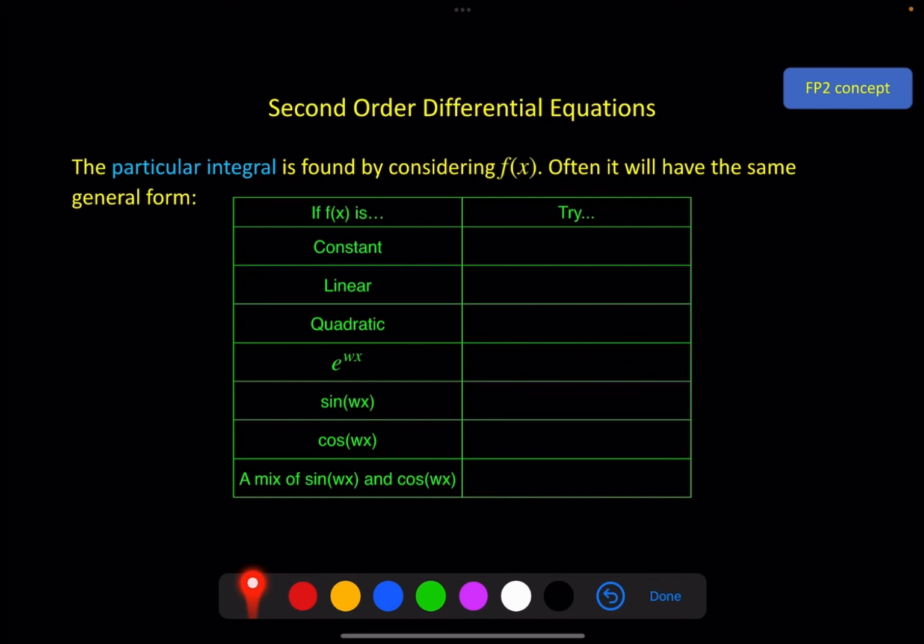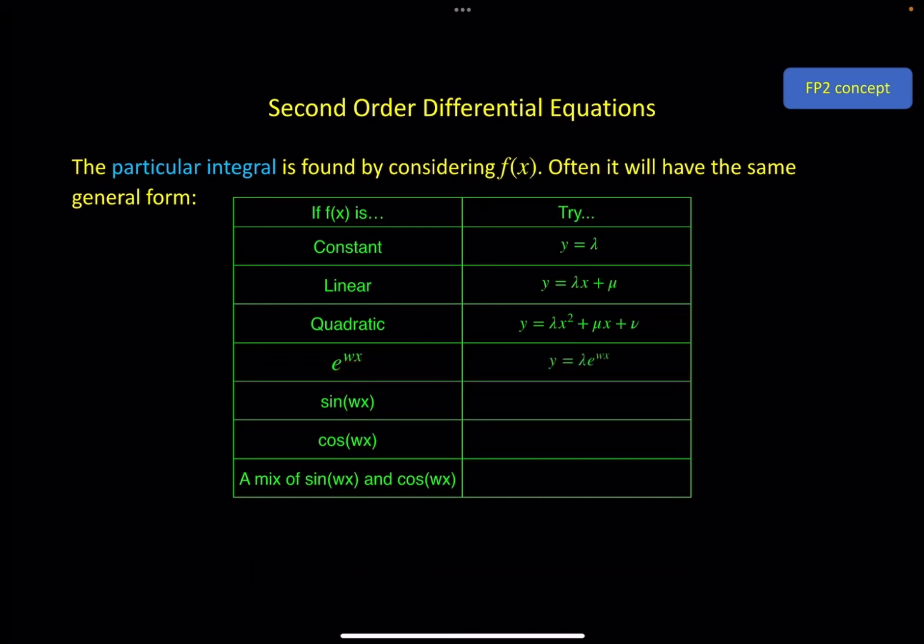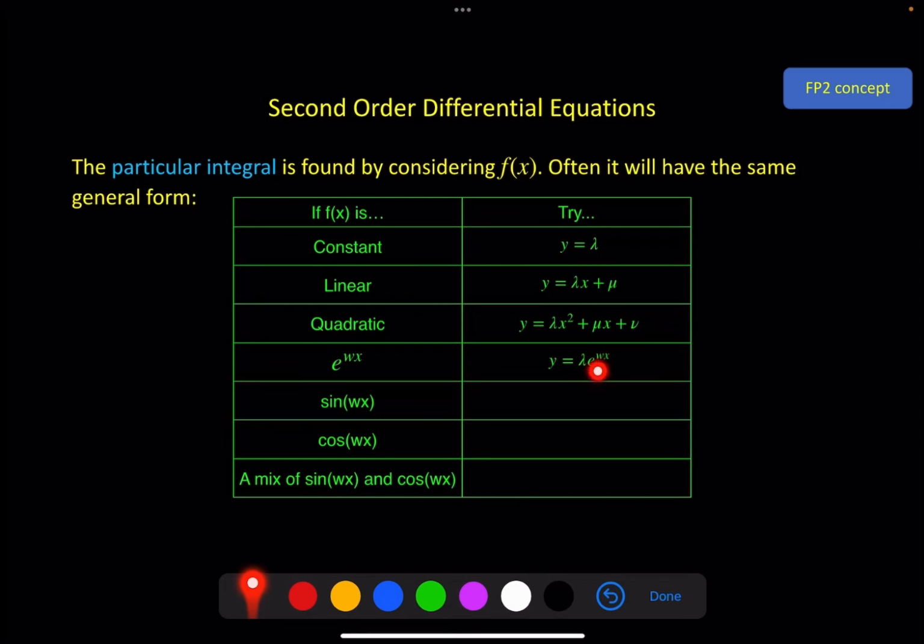So if f of x is a constant, then try a constant. If f of x is a linear expression, try a general linear expression like this. You can see where I'm going with this. If it's quadratic, try a general quadratic expression. If it's e to the wx, where w is a known constant, so if it's e to the 3x, for example, then try some constant times e to the 3x. So match the exponential with what you've been given and put an unknown constant in front, which we'll talk about how to find in a moment.